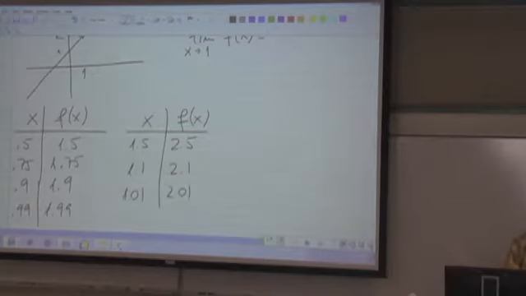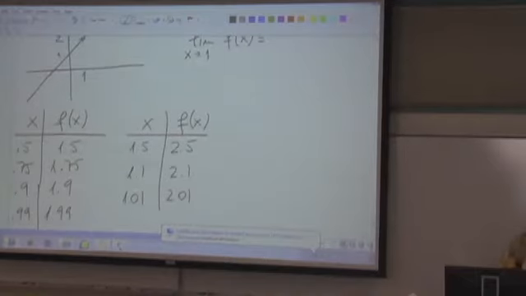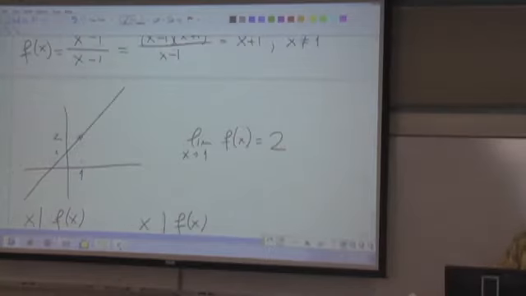So what is the limit as x goes to 1 of f of x? Well, if you look at the tables I have, from both directions, they're both going to 2, which means my conclusion is that the limit is in fact 2. Does that make sense?